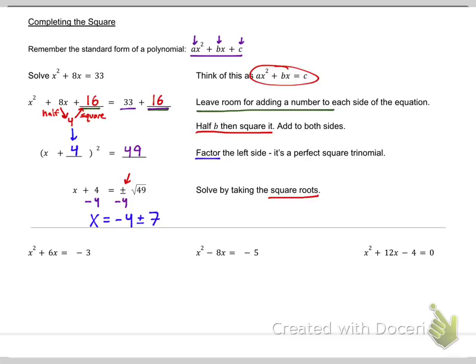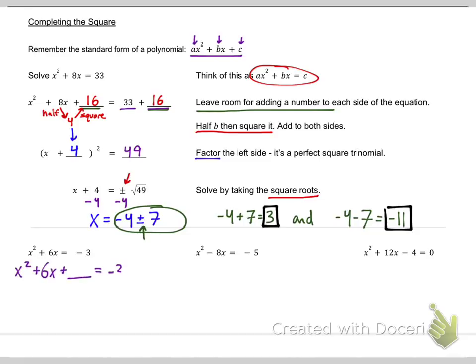Now, we could leave it like that, but that's not the best way to write it, because what does the plus or minus mean? It means that we have negative 4 plus 7 and negative 4 minus 7. So instead of writing it like that, negative 4 plus 7 is 3, and negative 4 minus 7 is negative 11, so those are our two solutions, 3 and negative 11.